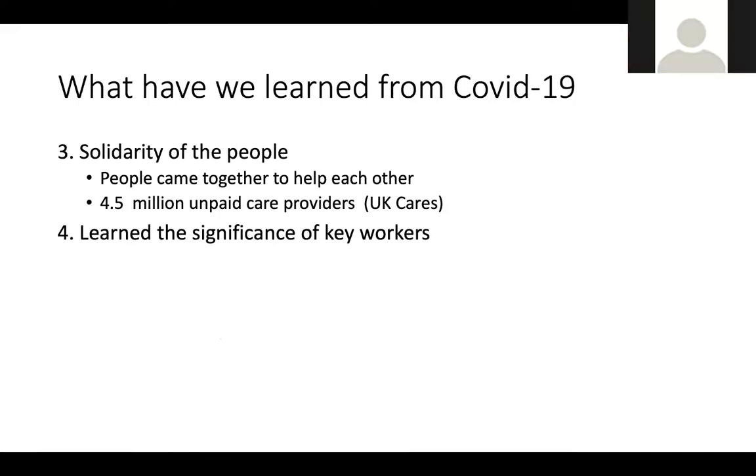A third thing we have learned is the solidarity of the people. People have come together. People came together to help each other.